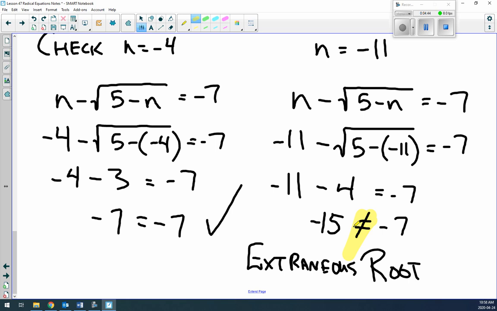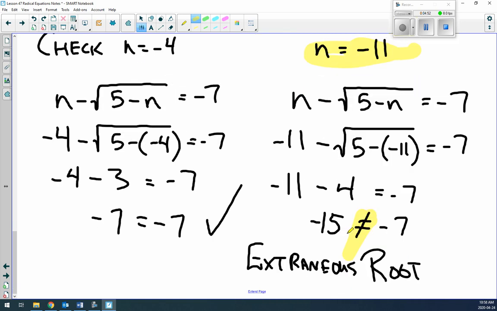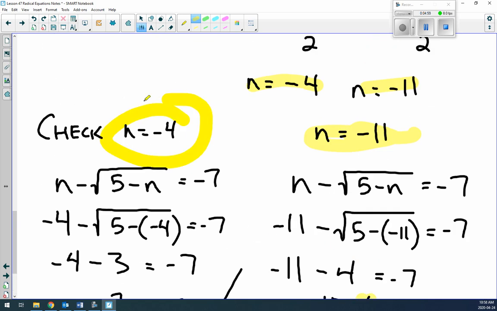What that's known as is an extraneous root. We needed the number n equals negative 11 to be able to do all this math. But when we plug it back into the original equation, we find out it doesn't satisfy it. So there's only one answer in this case, and the answer is n equals negative 4. n equals negative 11 is known as an extraneous root.